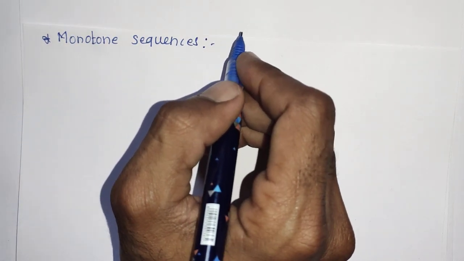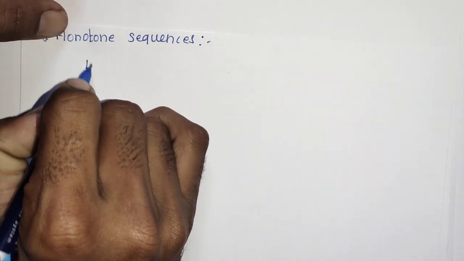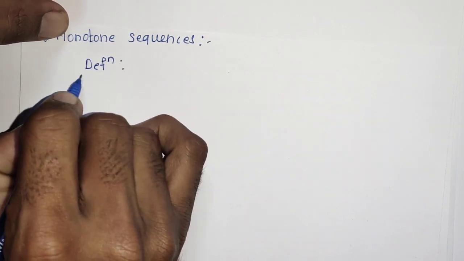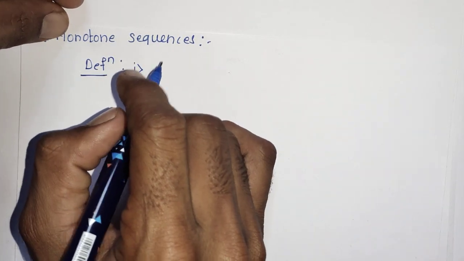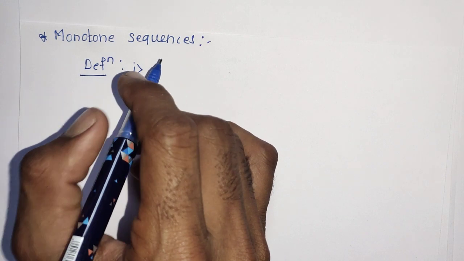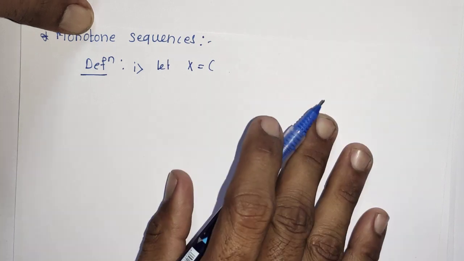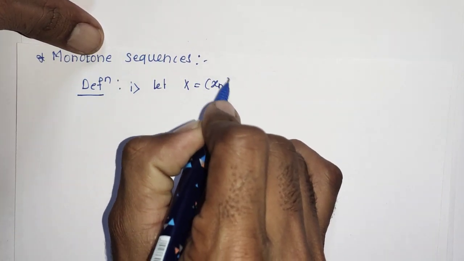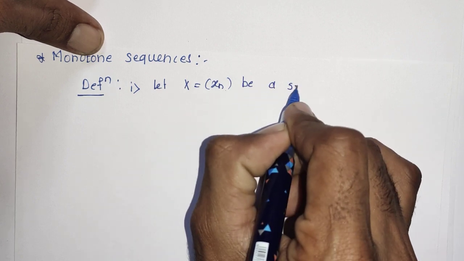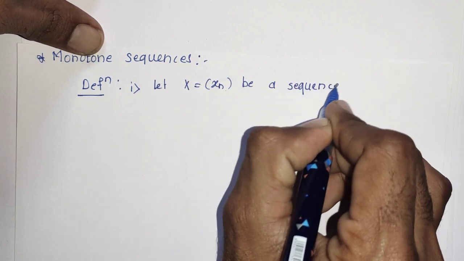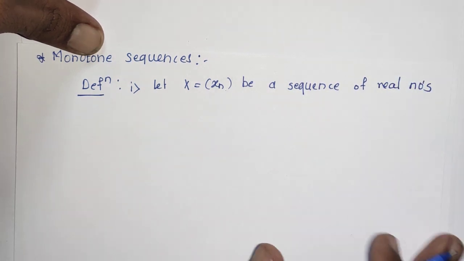Before starting the definition of monotone sequence, we will see the definitions of increasing and decreasing sequence. The first definition we will take is the increasing sequence. So let x = (xn), this is the notation of a sequence, be a sequence of real numbers.